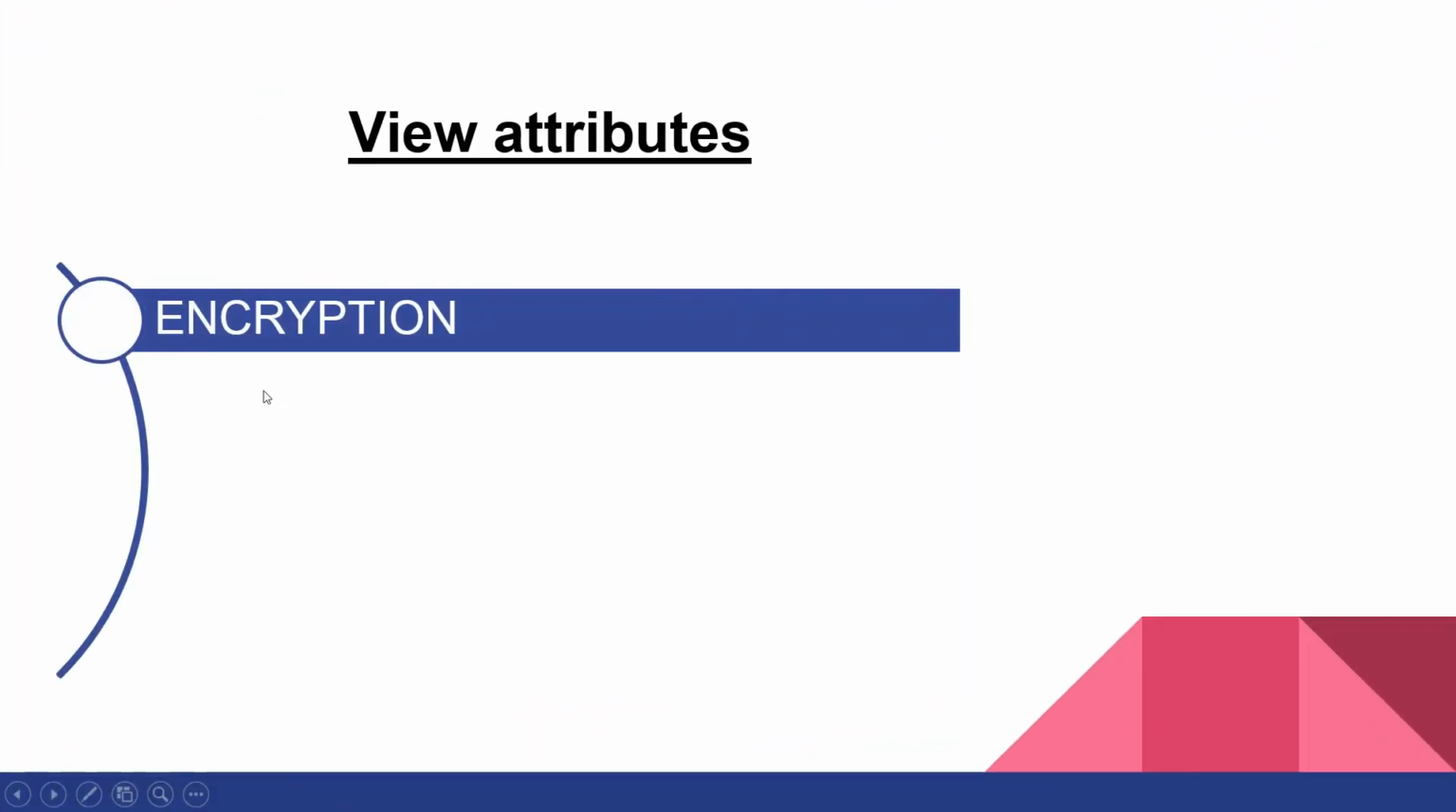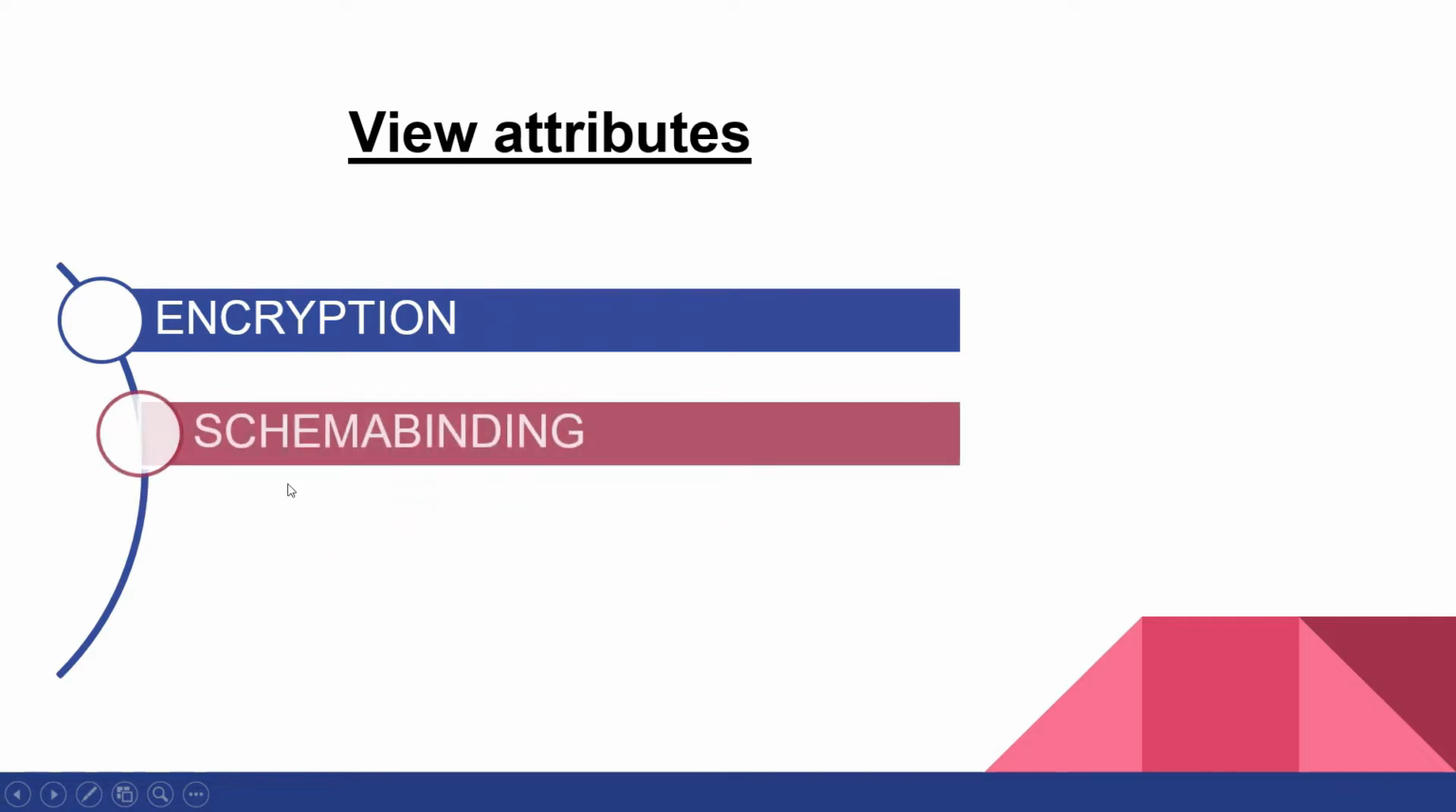When we create a view, the definition of the view is simply stored in the database. In the previous video, we saw numerous ways we can retrieve the definition of a view. However, if the view is created with the encryption attribute, the definition of the view will be encrypted and will no longer be accessible. Next, we have the schema binding attribute.